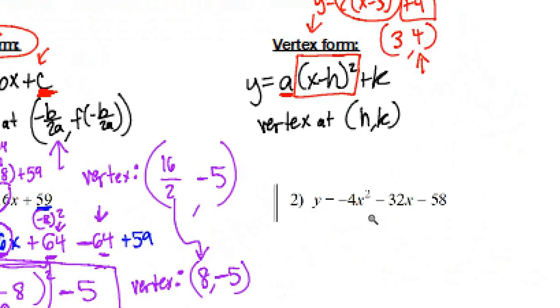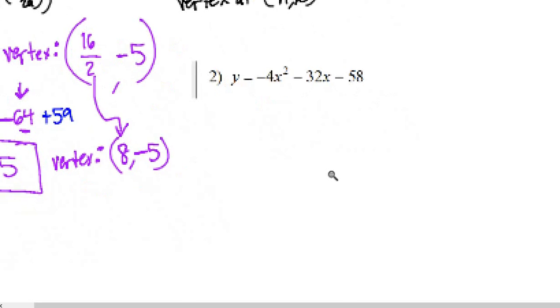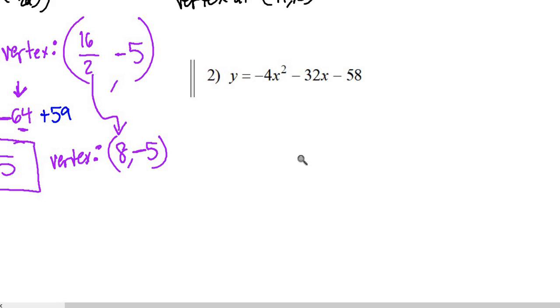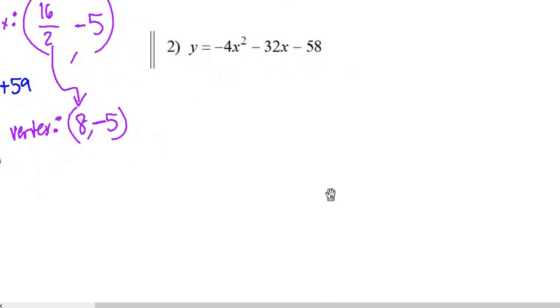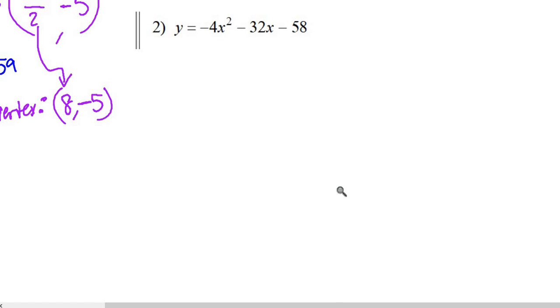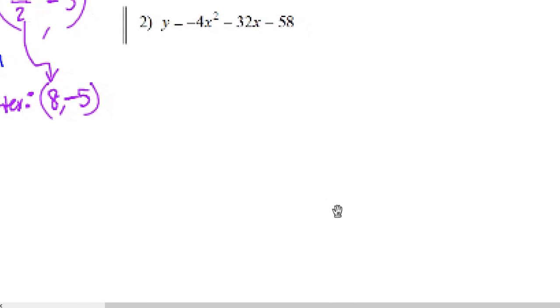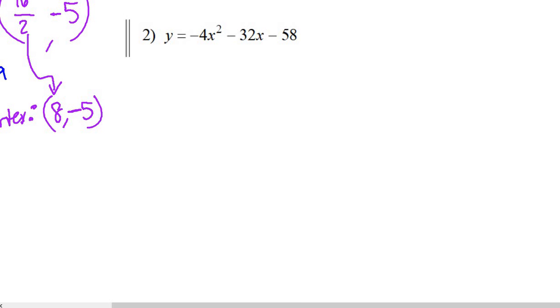Okay, number 2 is a little bit trickier, so try this on your own. See if you could pause it. The only extra step is that negative 4 in front of x squared has to be factored out of the negative 4x squared and the negative 32x. So see if you can do that, and when you're ready, press play. Alright, so let's give this a try. So our steps are going to be the same.